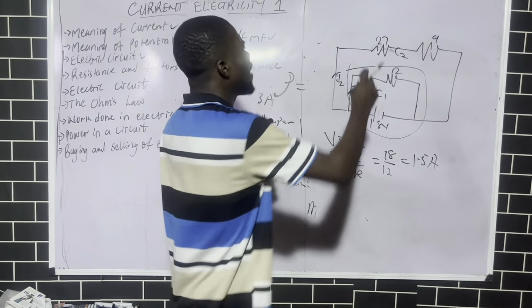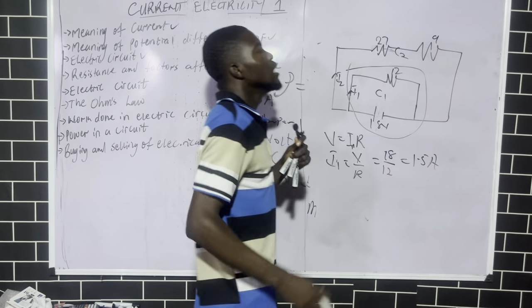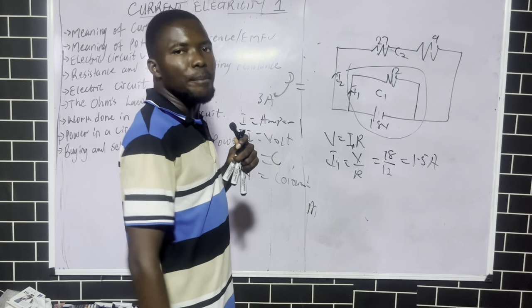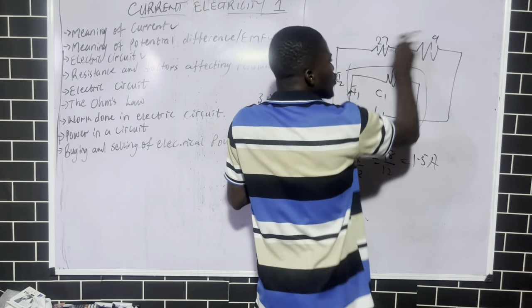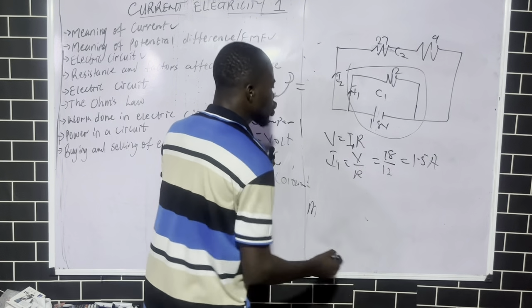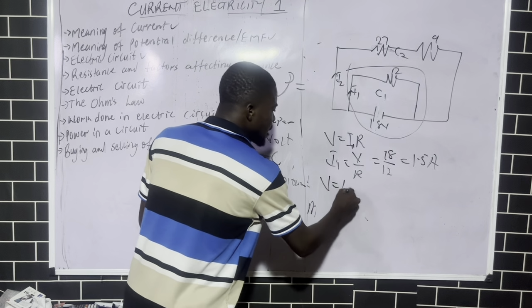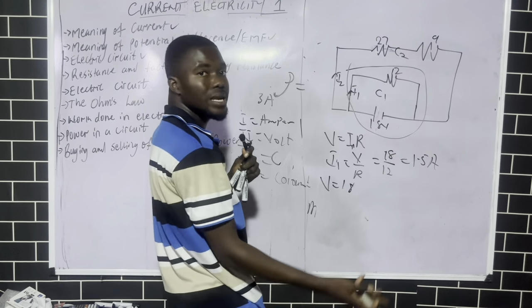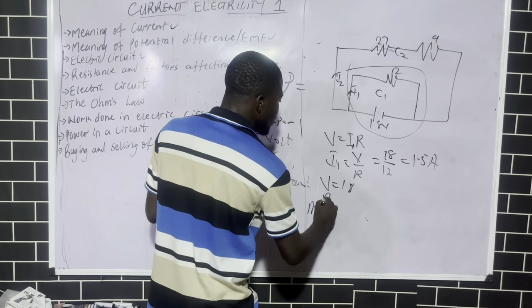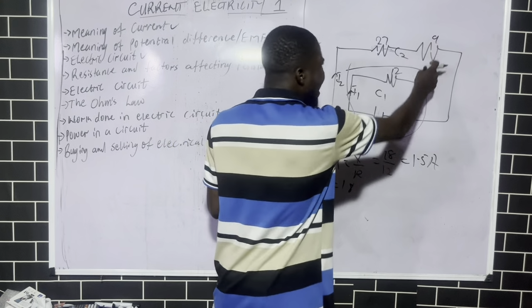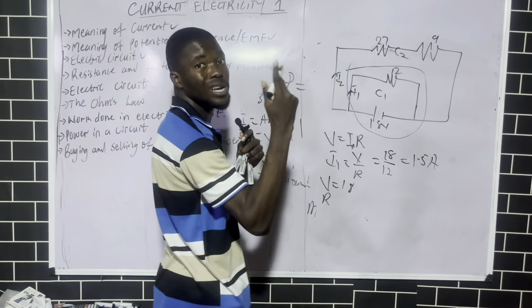In circuit 2, we have two resistors, 27 and 9. So are they in series or in parallel? They are in series, 27 and 9. The same current flows through them. So for circuit 2, my V remains 18 because it is in parallel to it. But my resistance will not be 27 or 9. I'll have to find the total resistance because there are two resistances there.